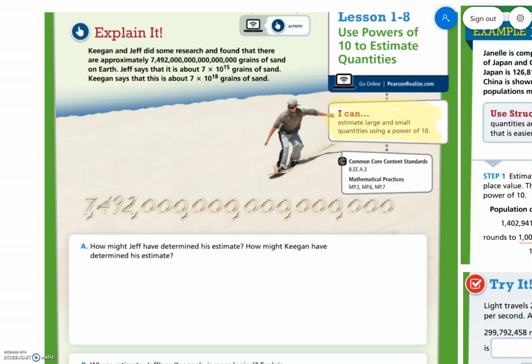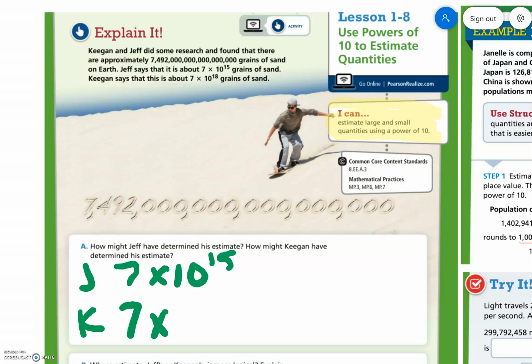So looking at the differences, let's see. Jeff says it's 7 times 10 to the 15. And Keegan says it's 7 times 10 to the 18. So there's only one difference, and it's in their exponent. So maybe let's try and think about where Jeff got 15 from and where Keegan got 18 from.